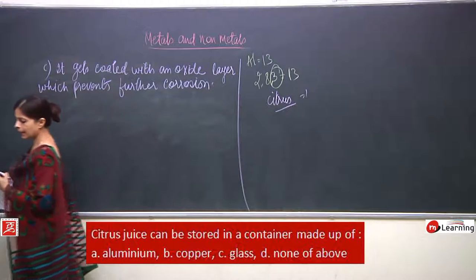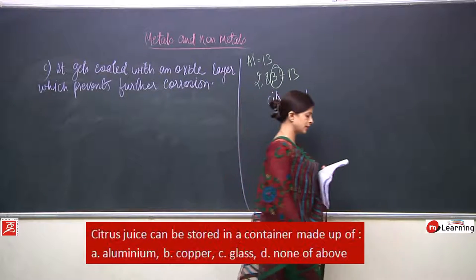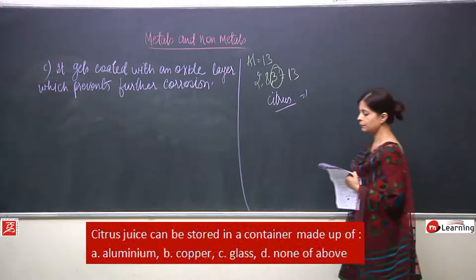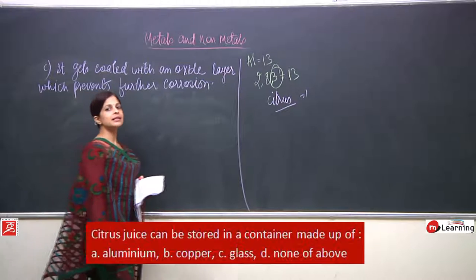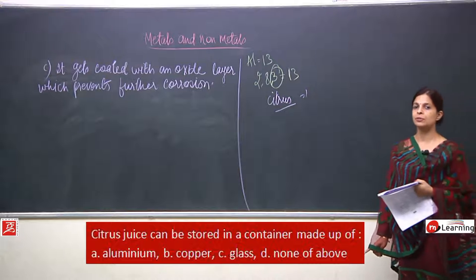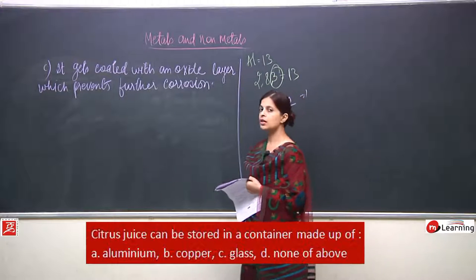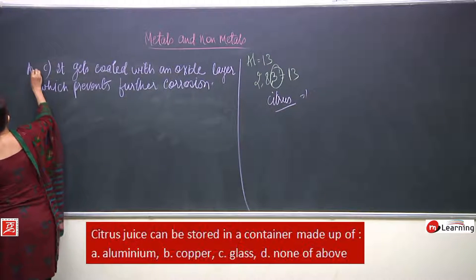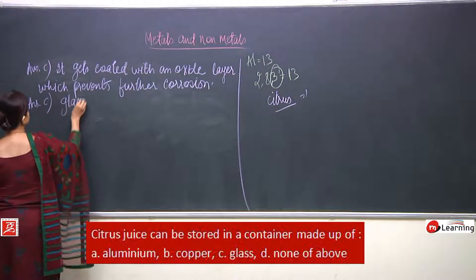So they are asking, this khatta juice can be stored in which kind of containers? Can it be aluminium? Can it be copper? Can it be glass? We have discussed yesterday, in the last lecture also, that metals react with acid and all sour things contain acid. So it is not at all advisable or wise to keep sour, acidic things in metallic jars or containers. So the correct answer over here is again C only, it is glass.